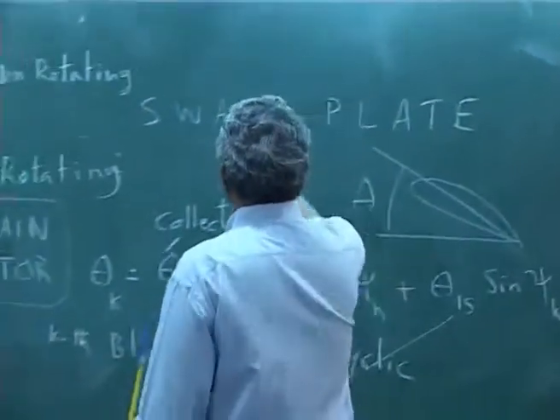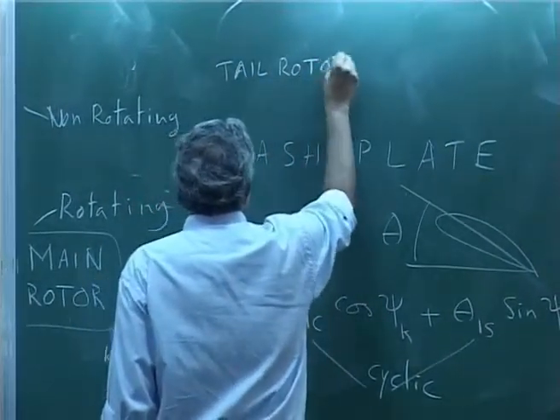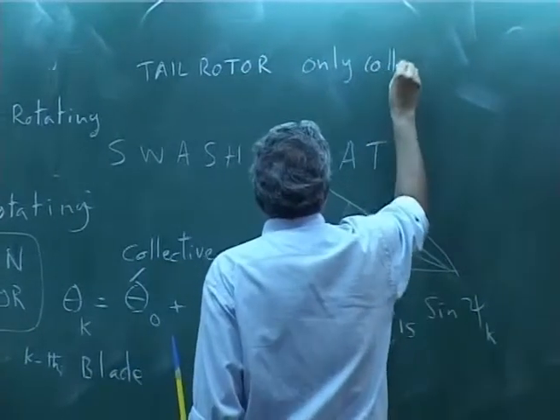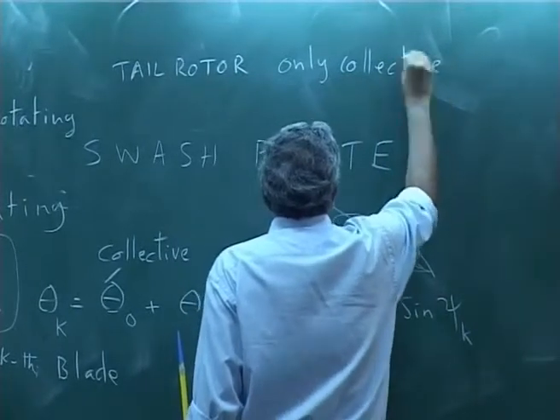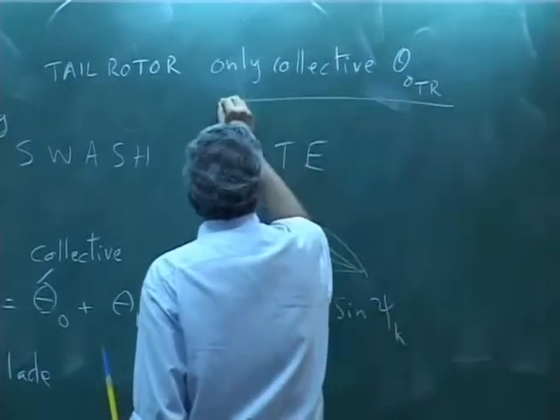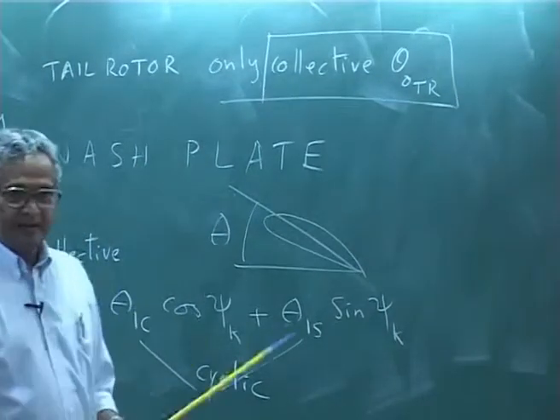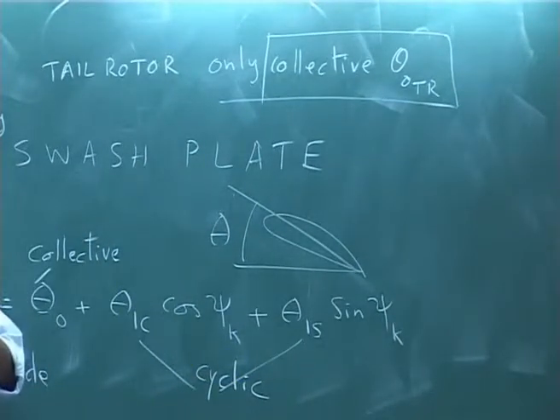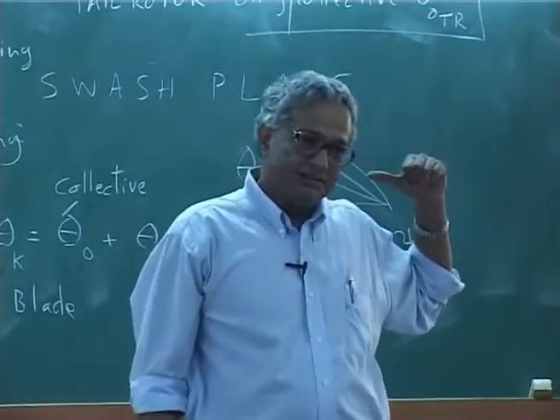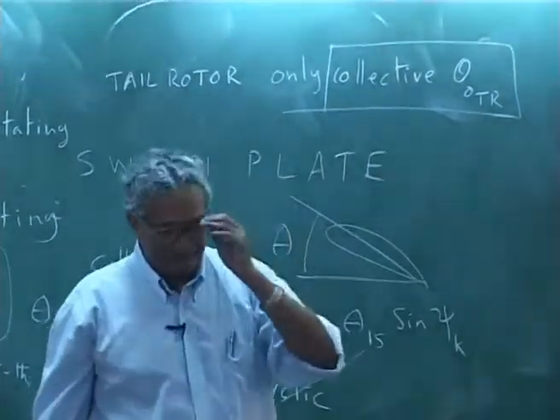So, please note tail rotor only collective. So, we call it theta 0 tail rotor. Now, you see 4 controls. This is for a single main rotor, single tail rotor: 3 for the main rotor, 1 for the tail rotor.